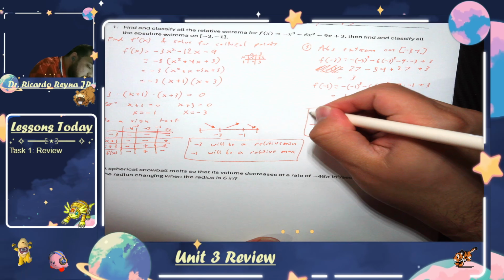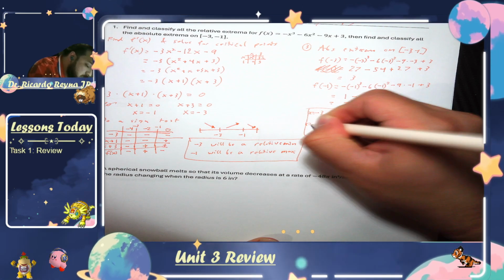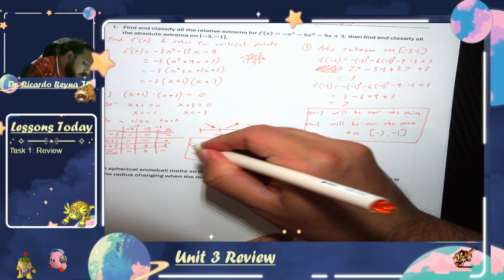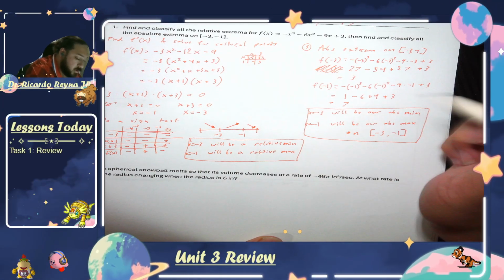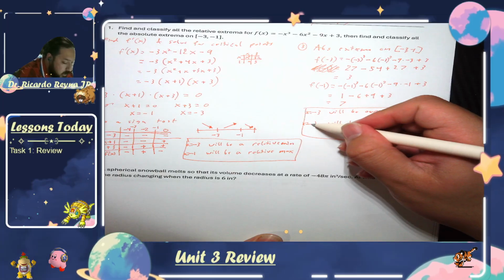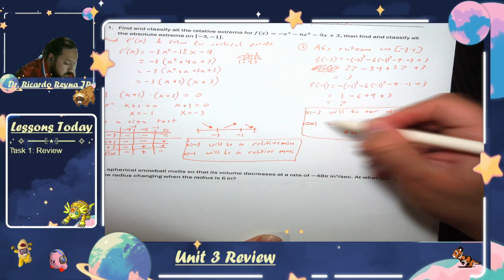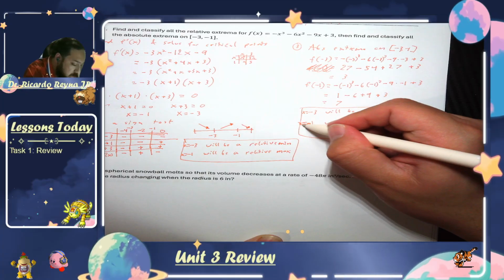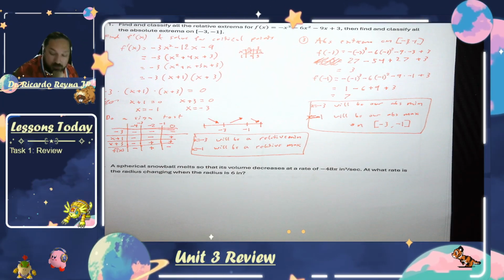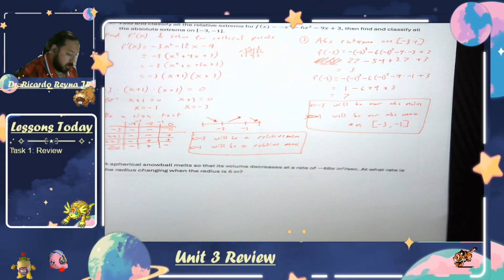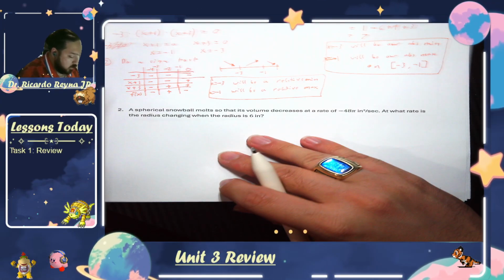Actually, I should say x is equal to -1, because it almost reads like I'm saying that the highest value will be -1, and that's technically not true. We found out the highest value is actually 7, but x is -1. That's where the highest value is. Okay. All right, let's move on to number 2.